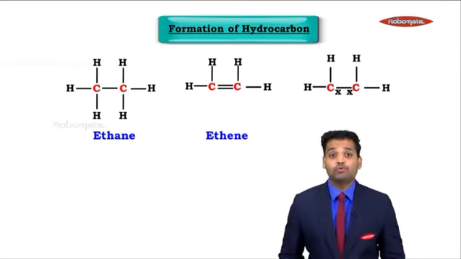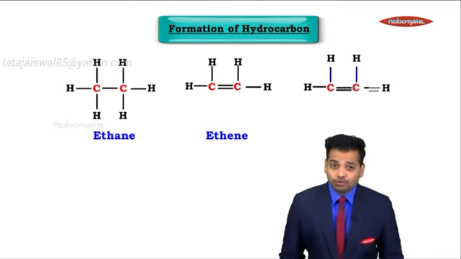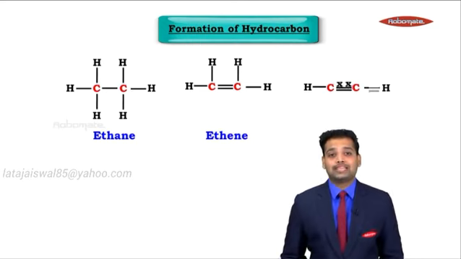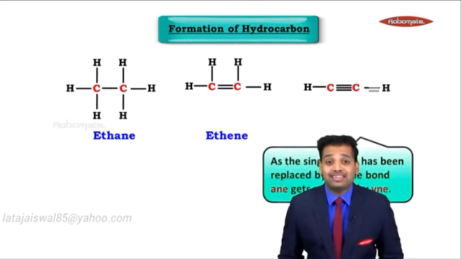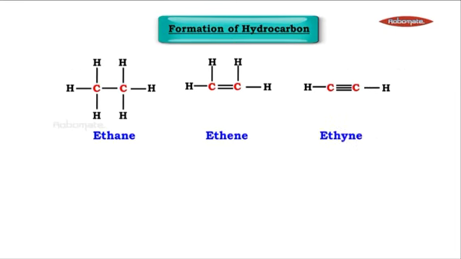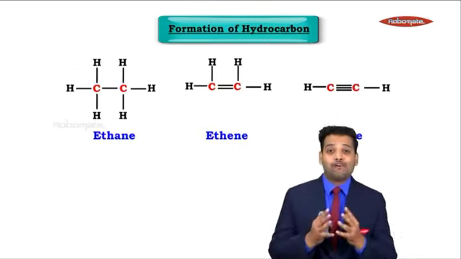What if I remove 2 more hydrogens? If I remove 2 more hydrogens, another bond will be formed between the 2 carbons and now it will be ethyne. As a double bond has been replaced by a triple bond, ene gets replaced by yne and therefore ethyne is formed. And this is how hydrocarbons are formed, my dear friends.